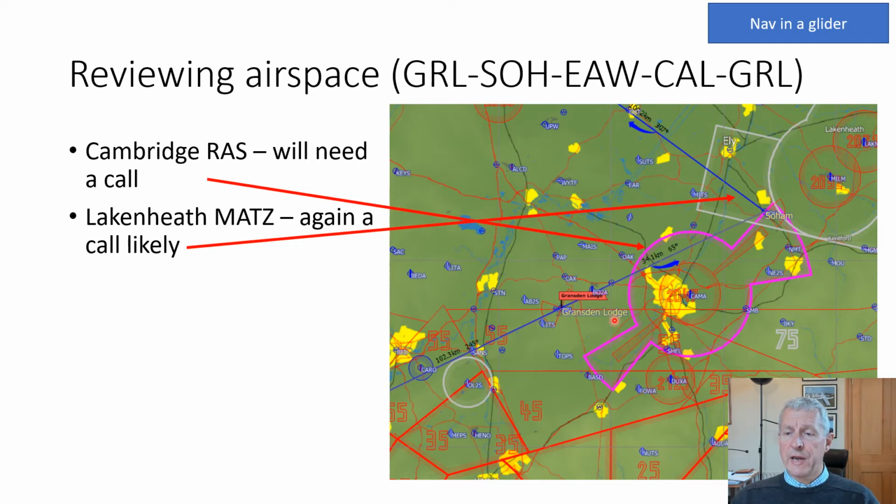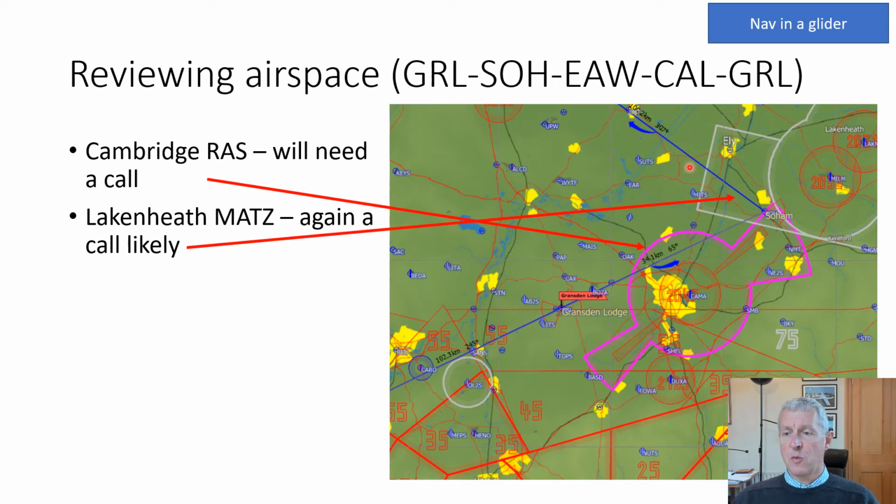And we can start looking at and thinking about the pieces of airspace that we're going to fly through. So the first thing we're going to fly through is the Cambridge Radio Advisory Zone. That is a zone that we have agreed that we will give Cambridge a call on the radio, so we need to be planning that. If we go into the ATZ, we'll need to get an approval to do that. So we don't need an approval to go through the radio advisory zone, we just need to talk to them. But we do need an approval to go into the ATZ.